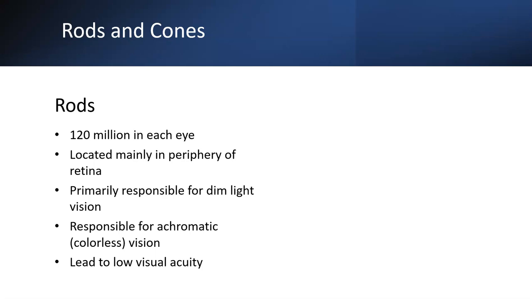This also means that your vision, as produced by the rods, is low acuity, meaning it's not highly focused. So if you're in dim light, you might recognize that objects appear fuzzy. That's because the rods have lower acuity than the cones.